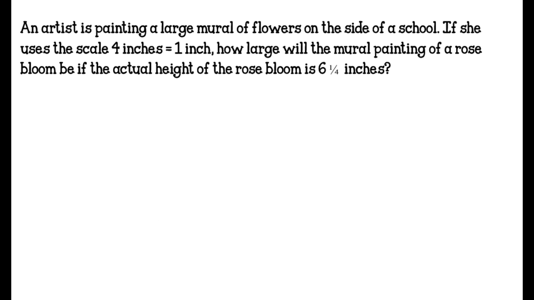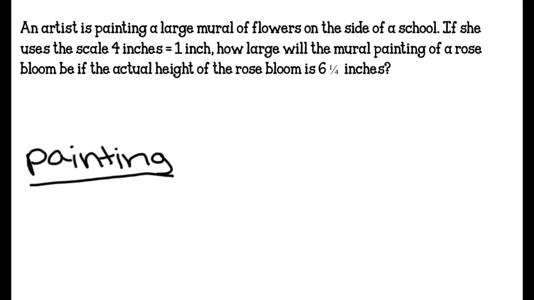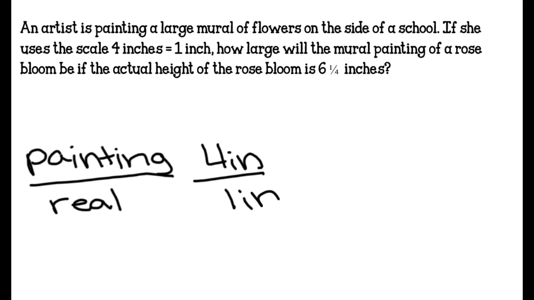An artist is painting a large mural of flowers on the side of a school. If she uses the scale 4 inches equals 1 inch, how large will the mural painting of a rose bloom be if the actual height of the rose bloom is 6 1/4 inches? So the painting is bigger than the real. So we do painting over real, and you could do real over painting as long as you're consistent. It doesn't matter. So for every 4 inches of painting, it is 1 inch of real.